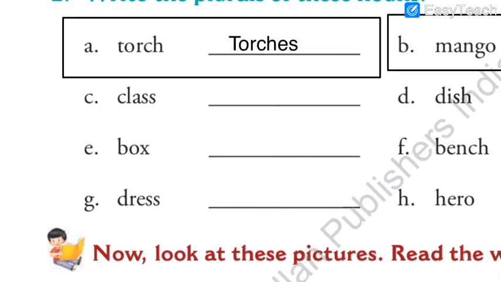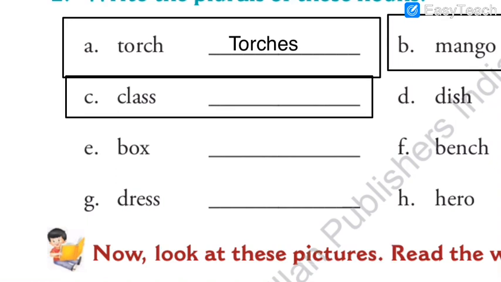Okay, the next word is class. See, there is not only one class on your floor, correct, in your school. There are many classes. Absolutely right. Those who are shouting the answer at their homes, let me tell you, classes is the correct answer. So we again added es.